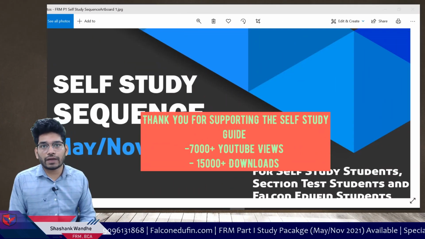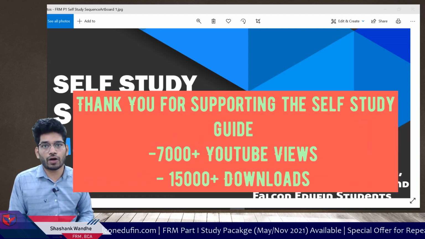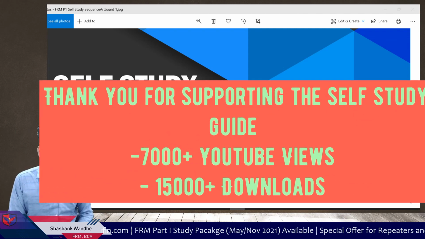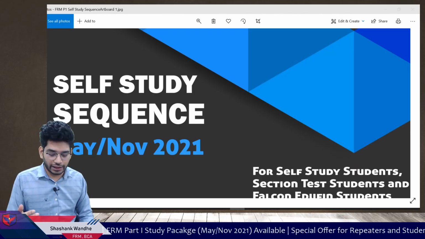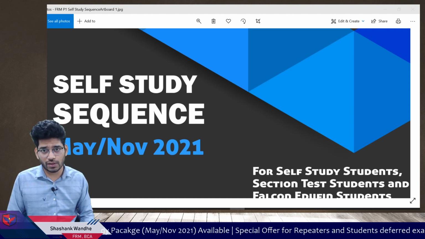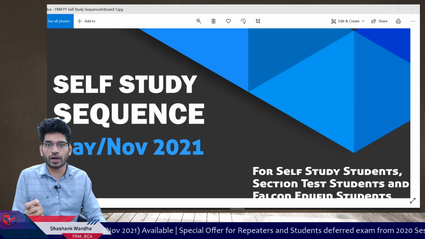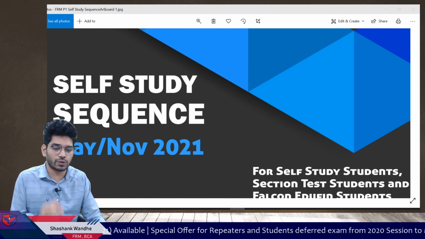Hello everyone, welcome to the session on the FRM Part 1 Self-Study Sequence Guide, applicable for May, July and November 2021. In this session, we will see the purpose of using the self-study sequence, then the importance of the self-study sequence, and then the specifics of the self-study sequence, like what are the key points here in this new self-study guide.